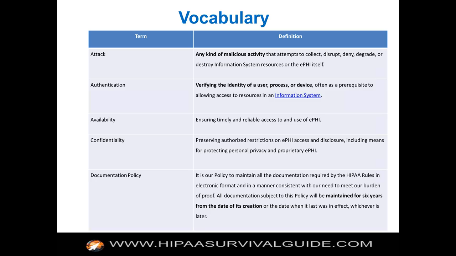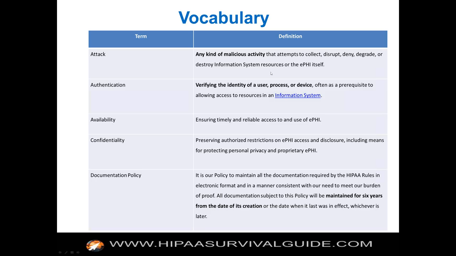What's authentication? Authentication is verifying the identity of a user, a process, a device, or an application. As interoperability becomes more prevalent, as more and more providers, covered entities, and business associates start using the exchanges, there's going to be a lot more movement of PHI, and there's going to be a need to authenticate not just individuals but processes and businesses. How do I know that this is the entity I really should be sending the PHI to? So authentication is quite broad.